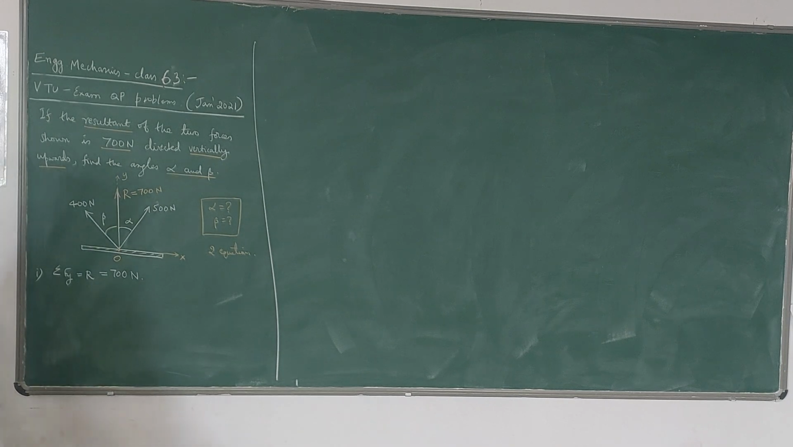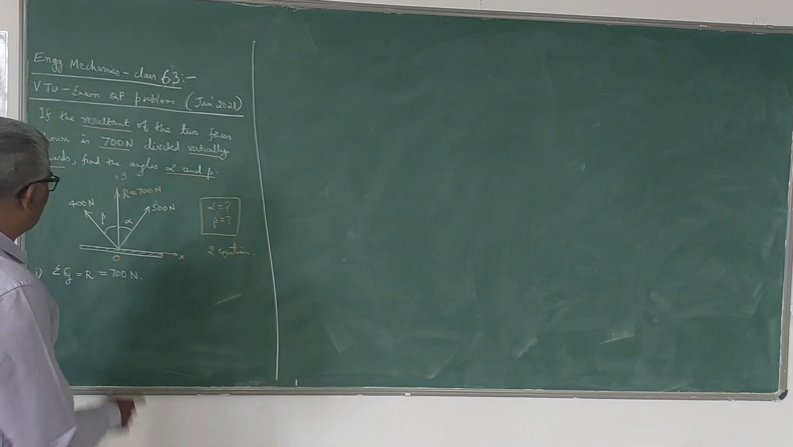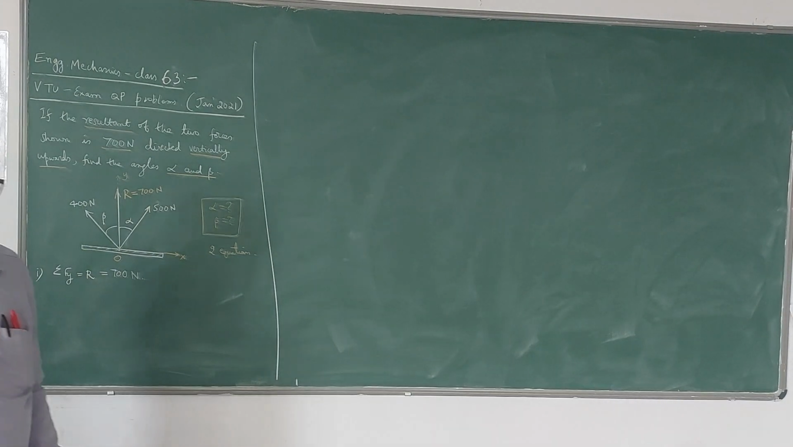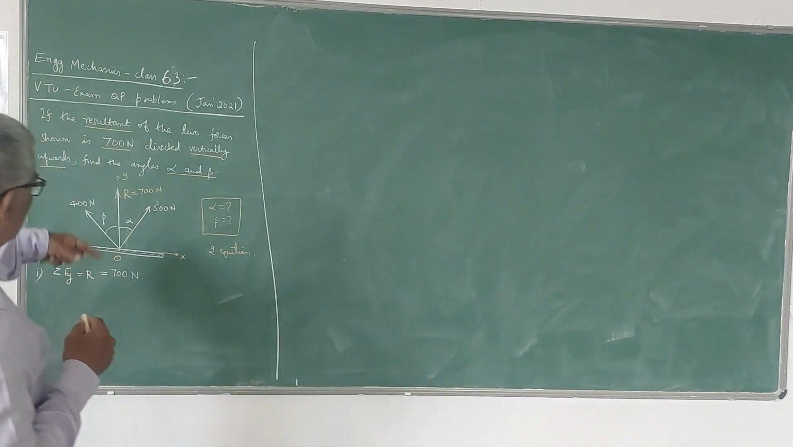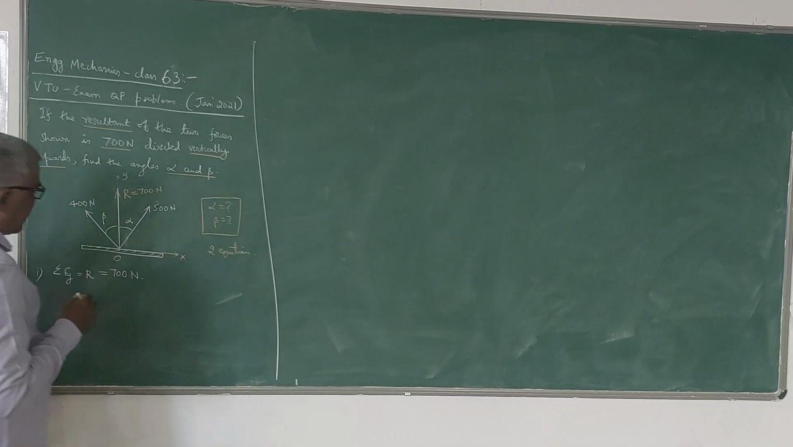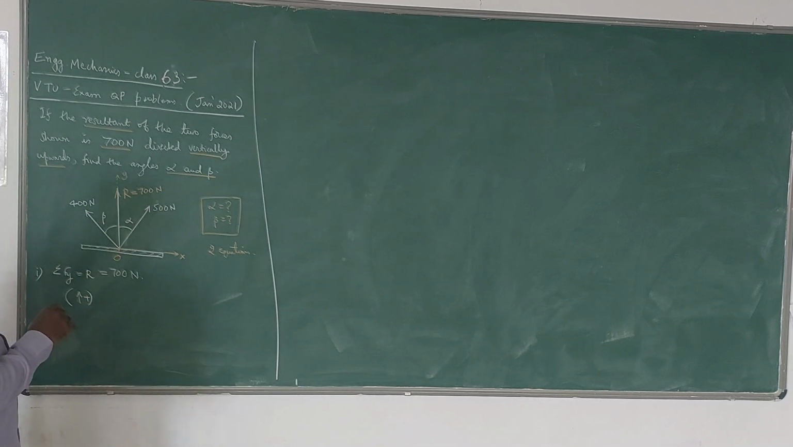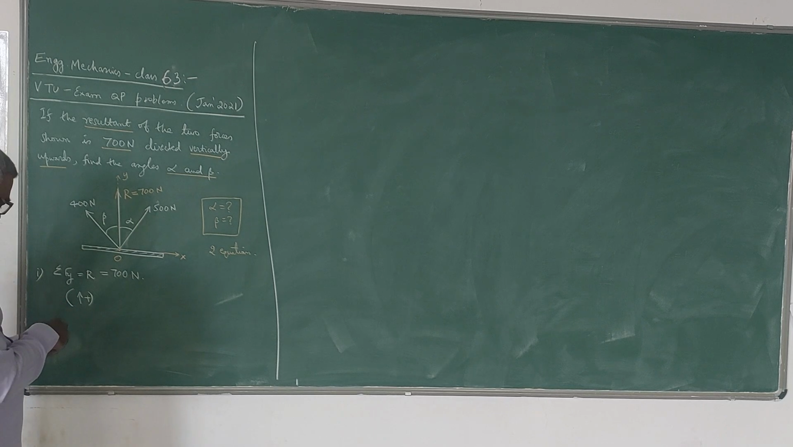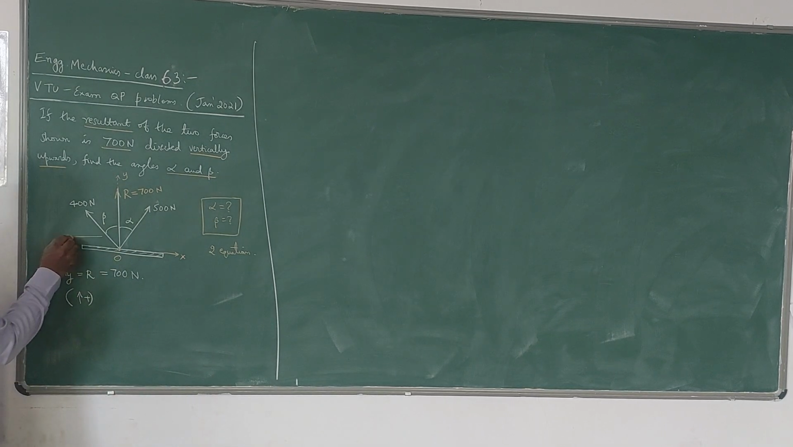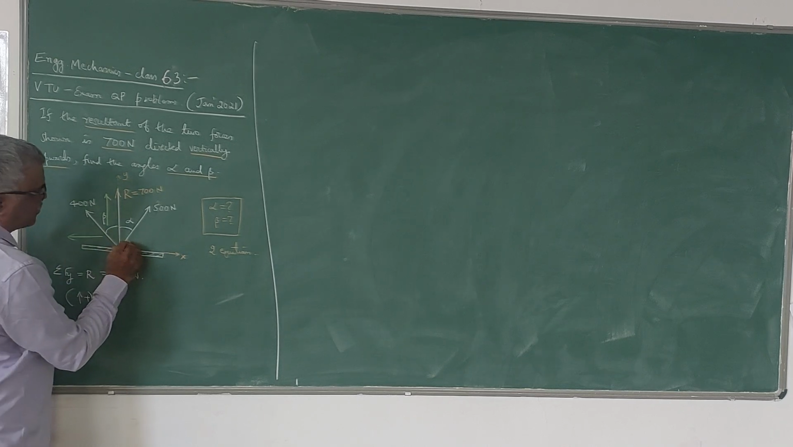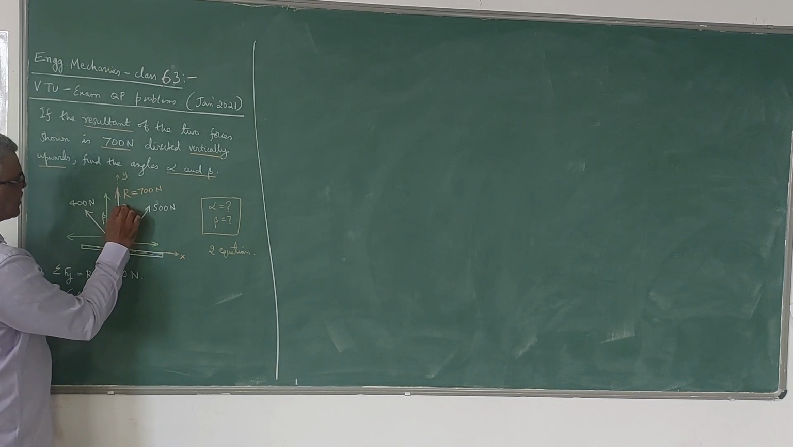So what we have to do here is resolve these two forces and find the components of these two forces along the y direction and add them algebraically. When using this equation, I will take upward forces as positive, downward forces as negative. This 400 Newton force, if you resolve, will come like this and like this. This 500 Newton force, if you resolve, will be like this.